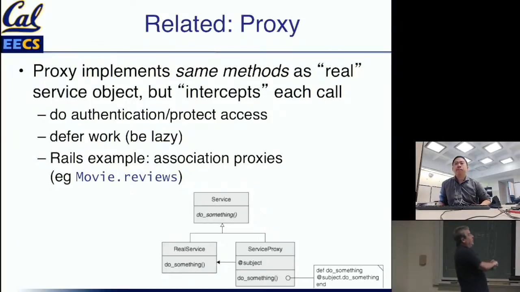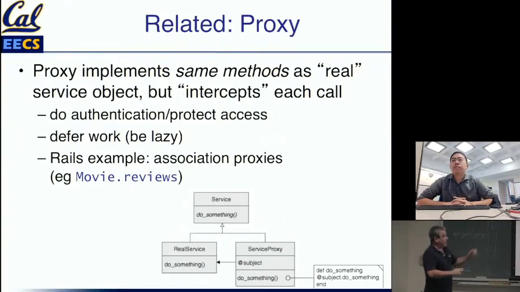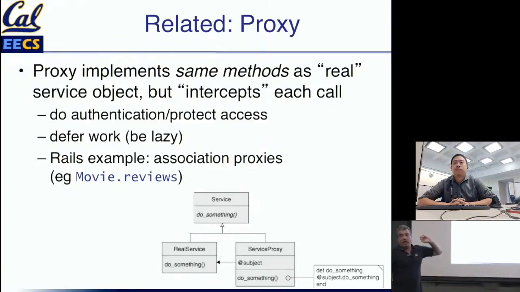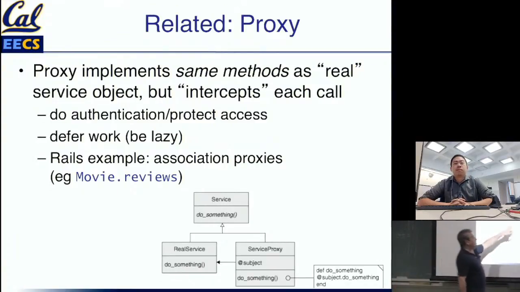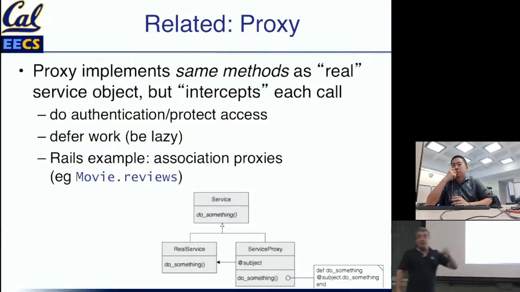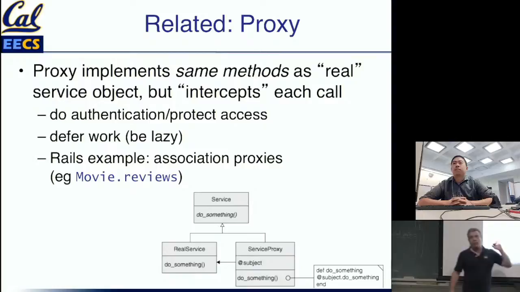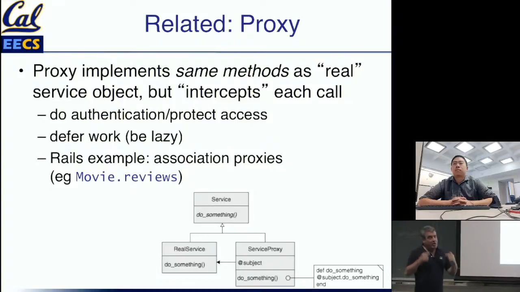So for example, one of the ones that you've already seen is when you do these collection associations. If a movie has many reviews and you say movie.reviews, it may not have occurred to you to ask the question, what kind of a thing is returned by movie.reviews? What we've been saying is only half true. We've been saying that it returns an enumerable collection. But that's actually not what it returns. What it really returns is an object that, if you ever ask it to enumerate itself, it can do so.